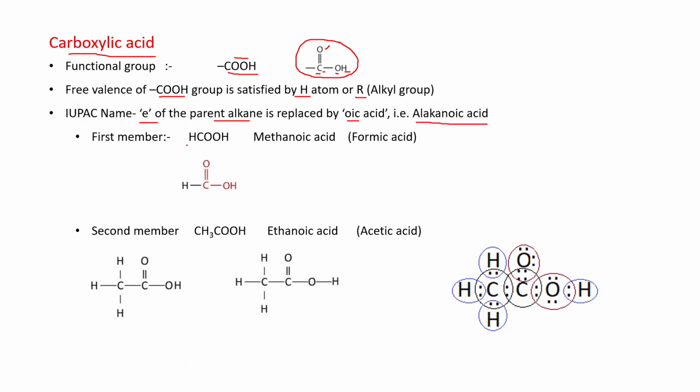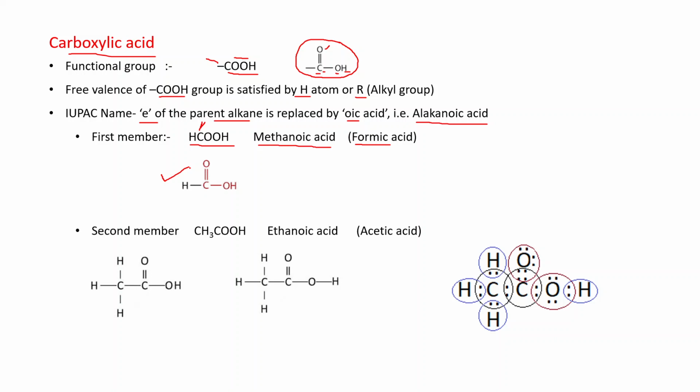Now if H satisfies this free valency, then we will get its first member, HCOOH. And in this case, one carbon atom is present. That's why its name is methanoic acid. In the common system, this is known as formic acid. And the structure can be represented like this. This is methanoic acid.